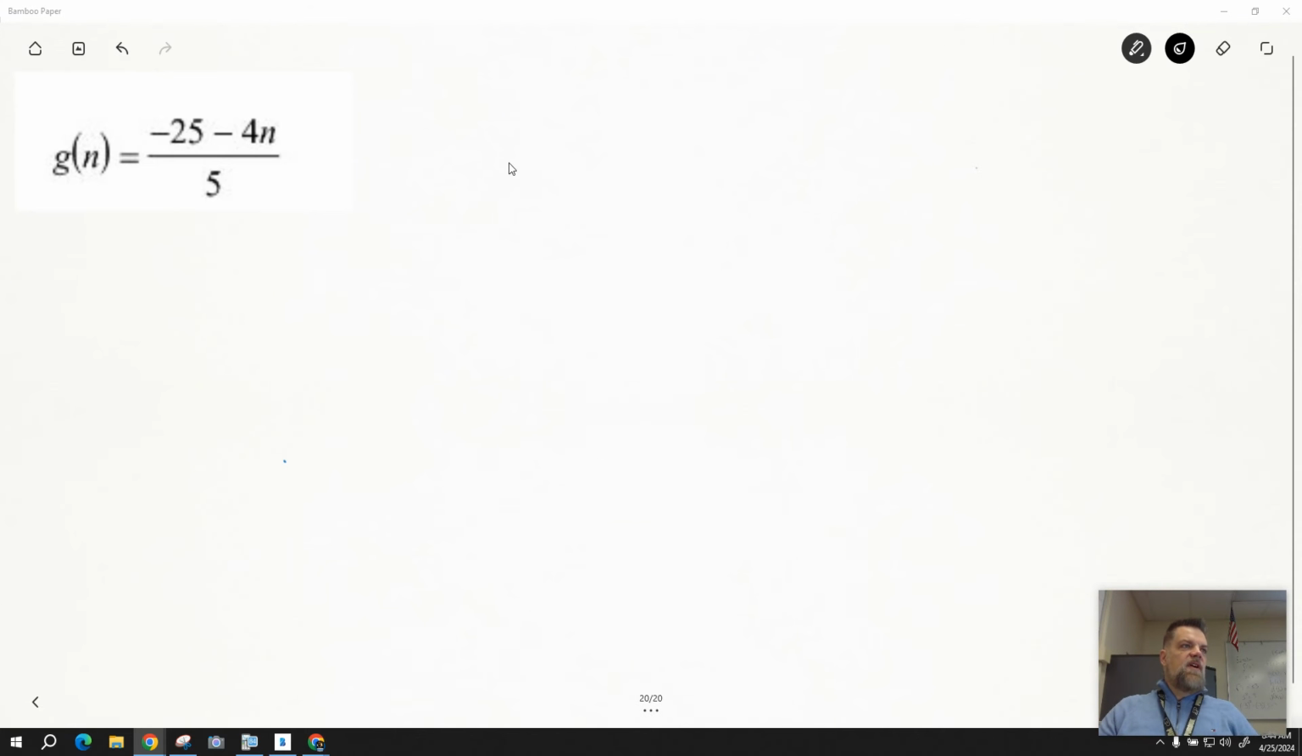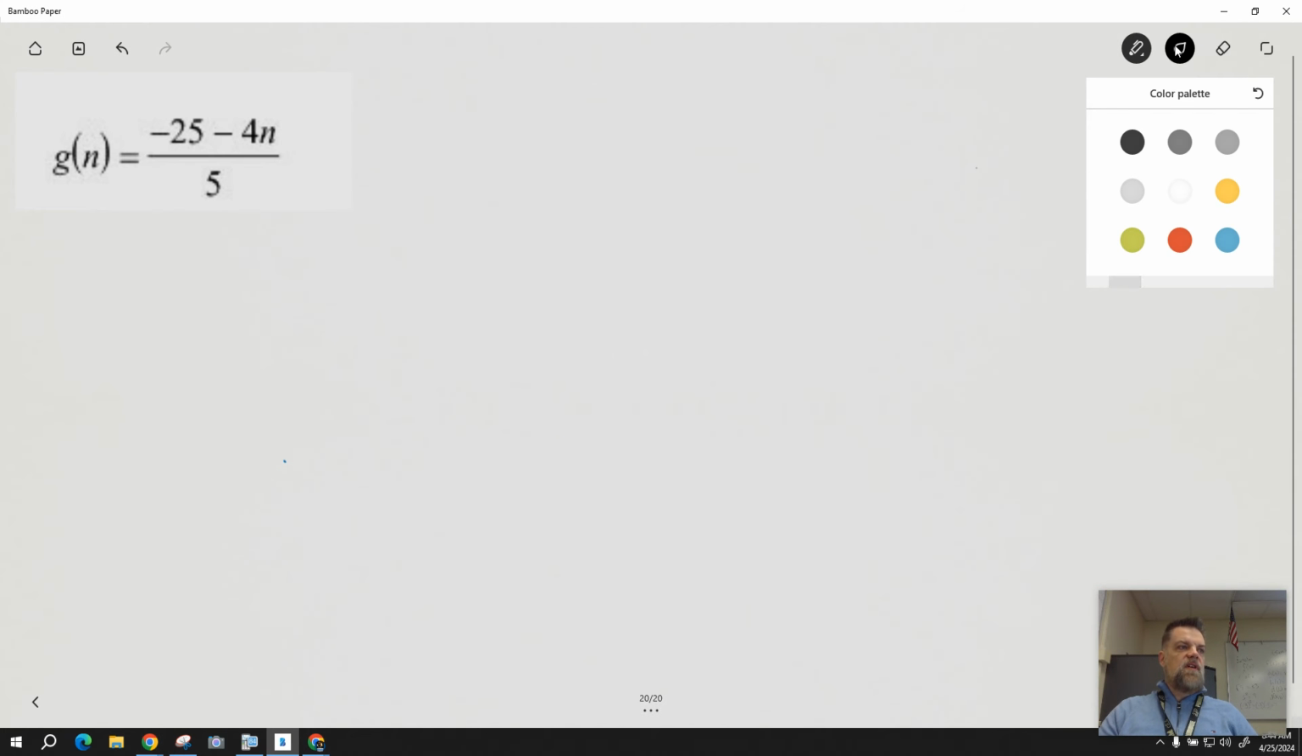So for this one, they want us to find the inverse, which is kind of funny. Where's my little... There it is. They want us to find the inverse.